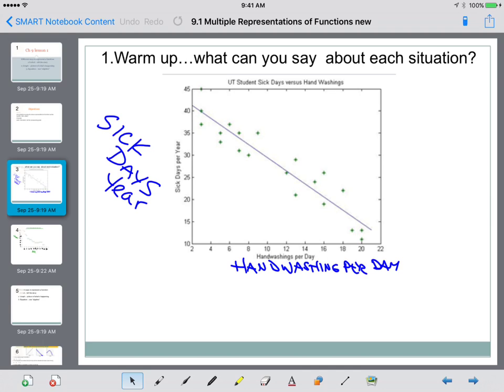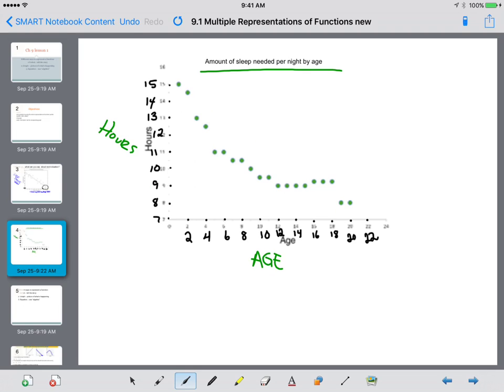What can we say about this situation? You notice our x-axis here has hand washing, the number of times people wash their hands per day, and on the left, our y-axis is the sick days per year. If you look at the data points, it looks like the more you wash your hands per day, the fewer sick days you have, the fewer sick days per year you take. If you notice right down here at these points, people that wash their hands over 20 times a day, on average, have fewer sick days. Let's take a look at another example.